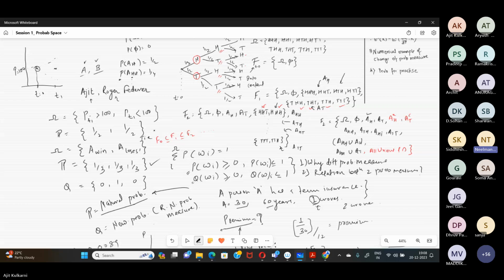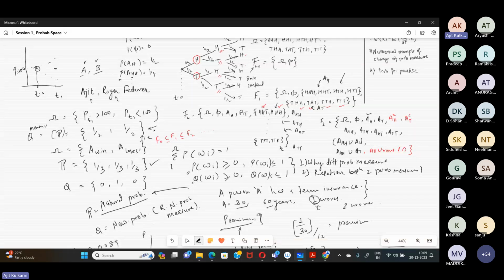Sir, it will be dependent on the previous past of that stock. Exactly. What will be the probability of it? So, okay. What you have said or suggested is essentially the Q measure of probability, or risk neutral measure of probability. Under the risk neutral measure, the stock price will be 1 by 2, 1 by 2.